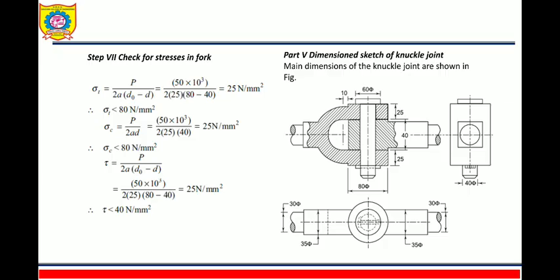Now if we have to draw a front view, top view and side view, this will be my front view. Front view shows all major dimensions, side view will also show major dimensions and top view will show some major dimensions. This is all about the design of knuckle joint.